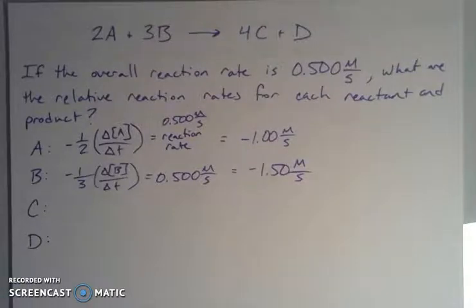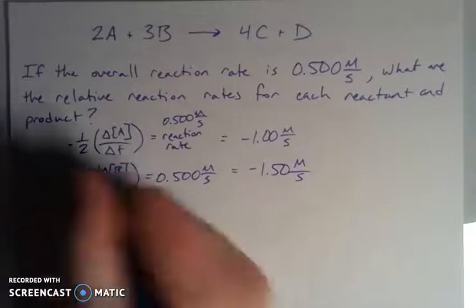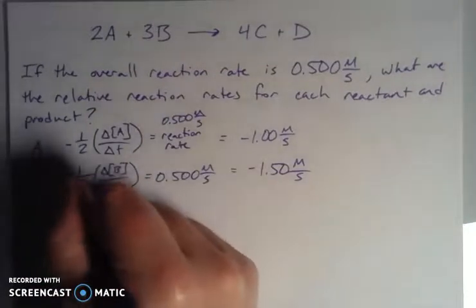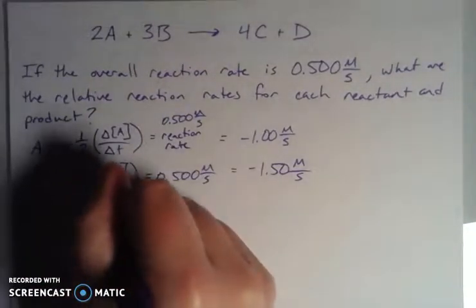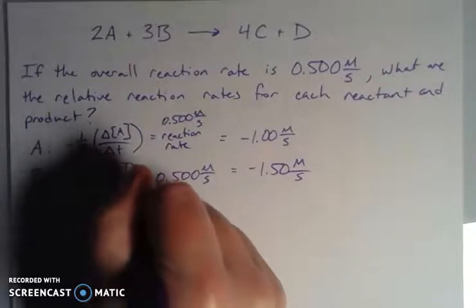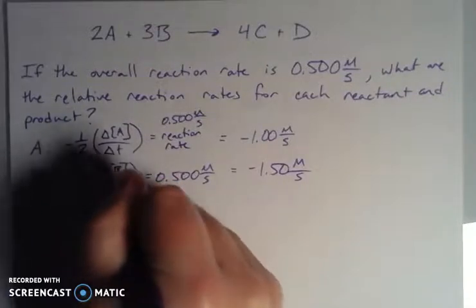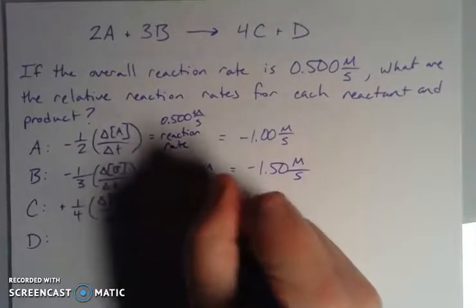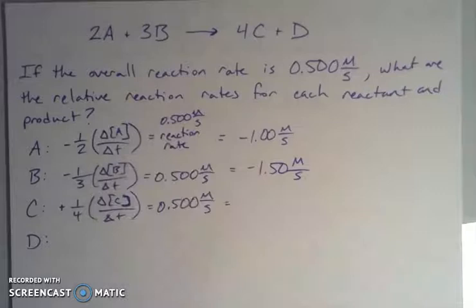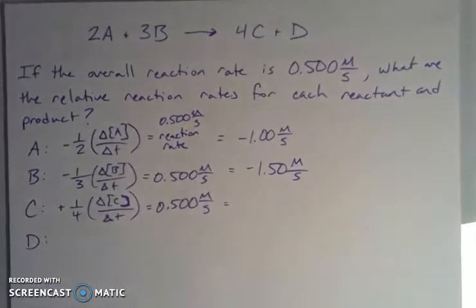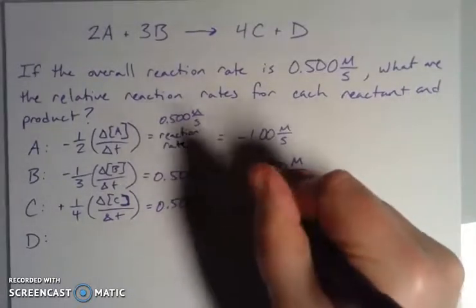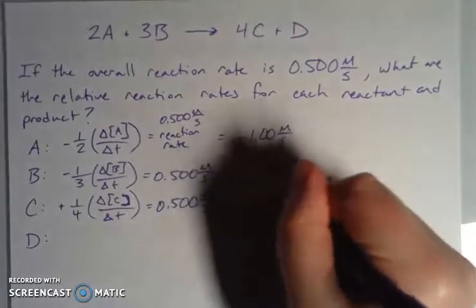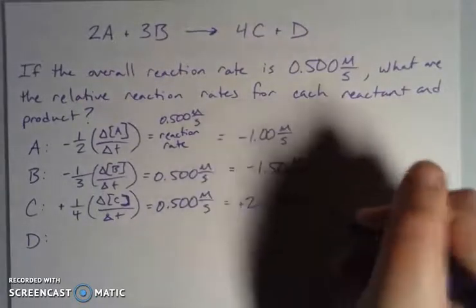Now let's go to C. C is a product, so we're forming it, and by convention we talk about that as positive. So again, we're thinking about this as a fraction of the change in C. Whoops, my brackets get a little bit loosey-goosey by the end of these lectures. And that equals my overall reaction rate, which again, if I multiply both sides by 4, will give me my positive 2.00 molarity per second.